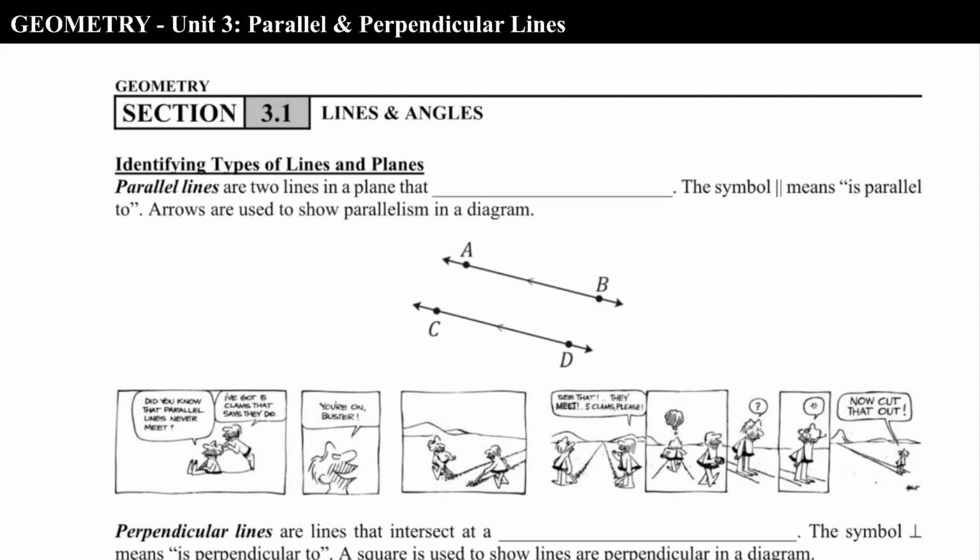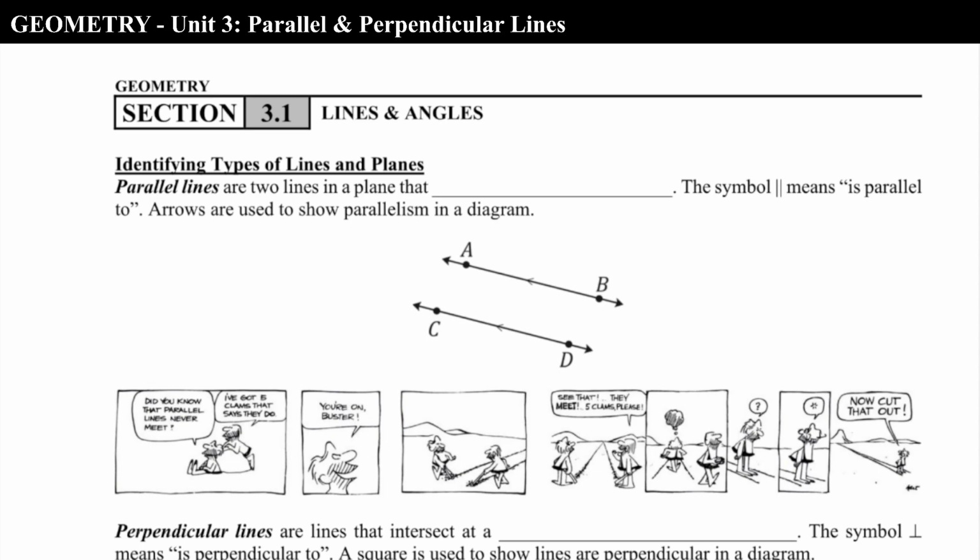Hello and welcome to the Unit 3 Section 1 video on lines and angles. We're going to start off by identifying types of lines and planes, and we have two main types, and those are parallel and perpendicular. We've already talked about those two, but we're also going to throw in skew lines as well. So we're going to learn about the terminology here up front.